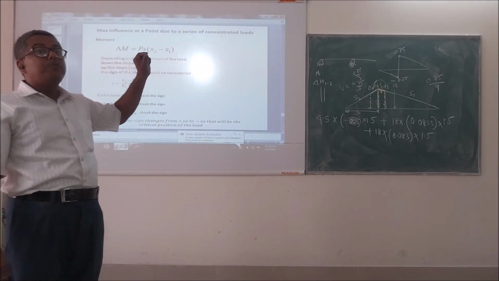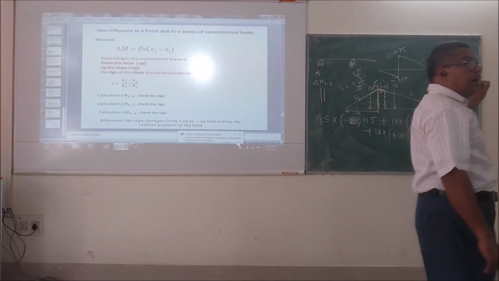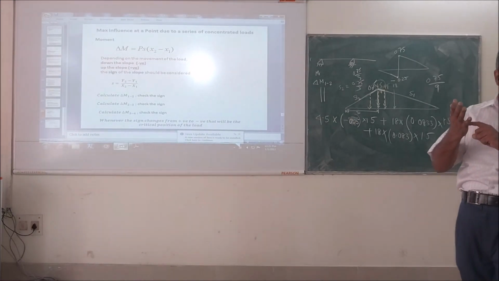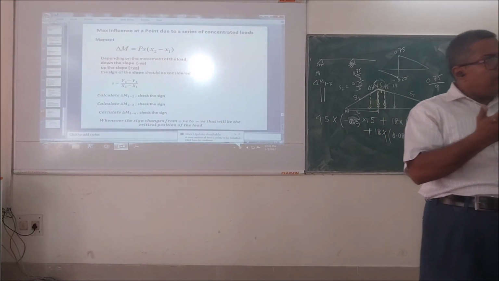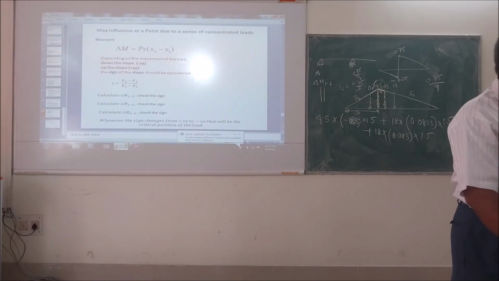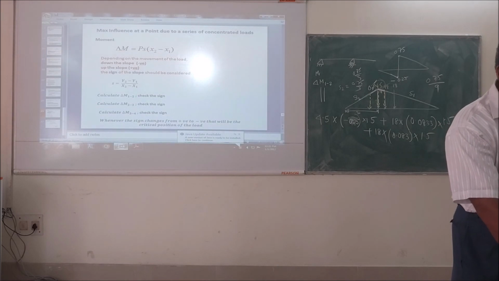And why? Every part of the influence line will become a straight line, because we have seen through our understanding that the influence line diagram will consist of only straight lines. It cannot have any other thing. Be it influence line for shear, be it influence line for moment, it will always be straight lines. So have you understood?